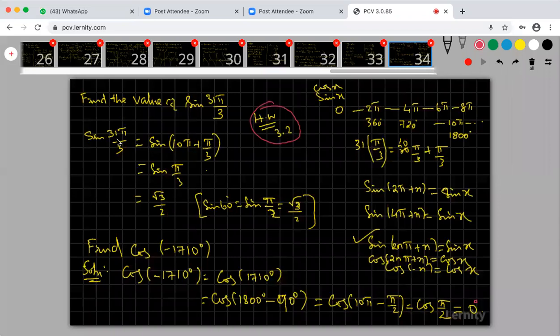You can convert this into degree. What is my degree? 10 pi plus pi by 3. 10 pi means 1800 degree plus pi by 3 means 60 degree. You can write it as sine 60. What is sine 60 value? That is also root 3 by 2. That is also correct. Any other doubt?